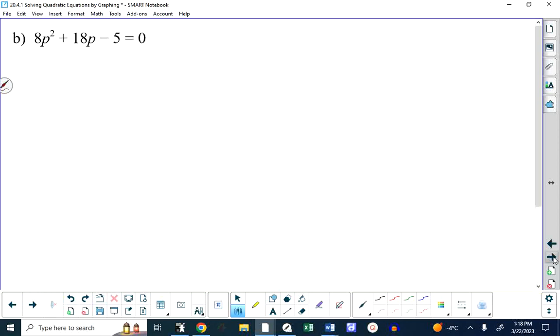8p squared plus 18p minus 5 equals 0. Well, we're going to do this. There's no y, so we're just going to make it y because it's equal to 0. There's no x, but I hope you learned and understand that we can transfer that equation into an equation for x, and if we solve that equation, we're finding p. Be very careful here when we write our answers. Don't write x equals, write p equals.